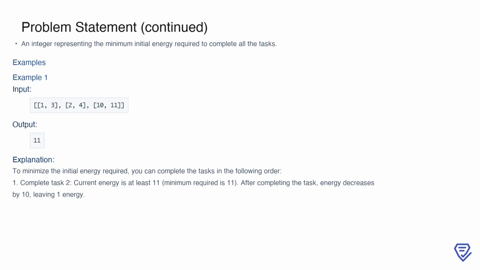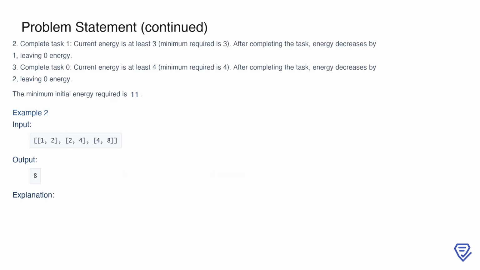Let's explore an example to understand this better. Consider the input 1, 3, 2, 4, 10, 11. The output is 11. Here's why: if you start with 11 energy, you can complete the tasks in this order. First, you do task 2, which requires a minimum of 11 energy. After completing it, your energy decreases by 10, leaving you with 1 energy. Next, you complete task 1, which requires at least 3 energy. Since you only have 1 energy left, you wouldn't have been able to start this task earlier.